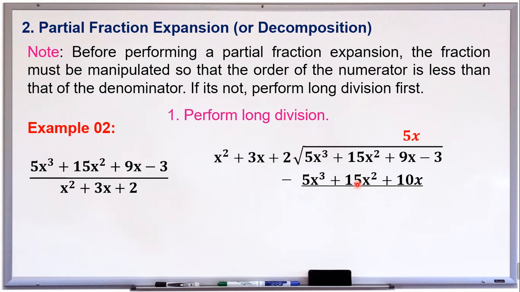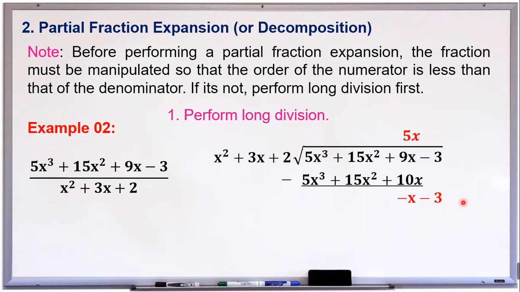So therefore, we have 9x minus 10x, that's negative x, and then bring down the negative 3, bring down the constant. Now, as you can see, the remainder has a degree that is lesser than the degree of the divisor. So you can now terminate the long division.